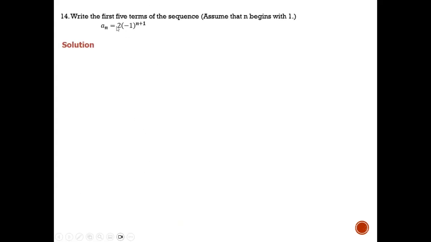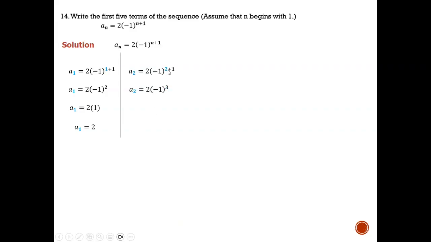But let's look at this one. We have another one. Now we have another -1, but it's to a power of n plus 1. So we're doing the same thing. We want the first 5 terms. So again, we first plug in a 1 for n. We evaluate here. We get a positive 1. 2 times 1 is 2.